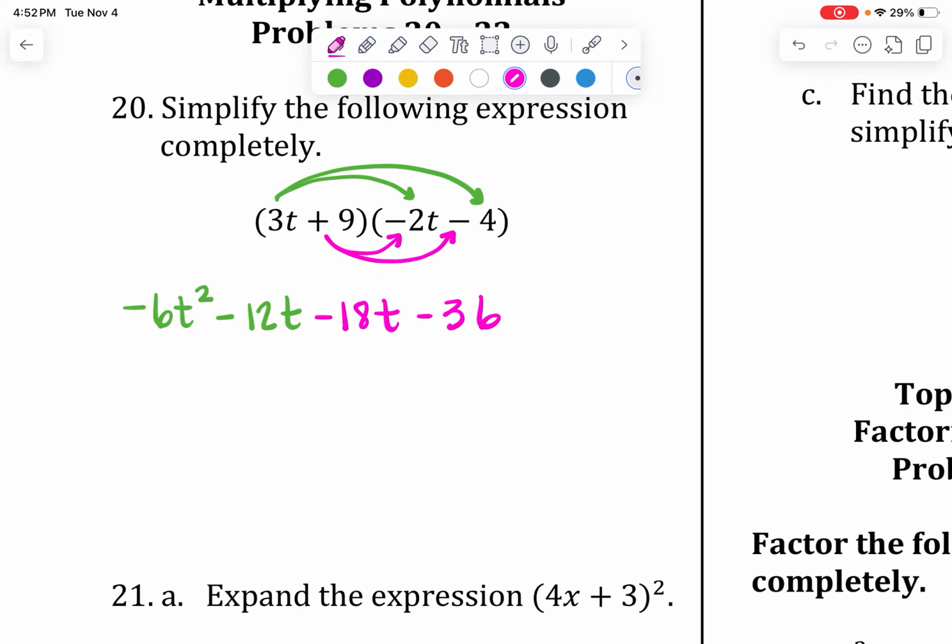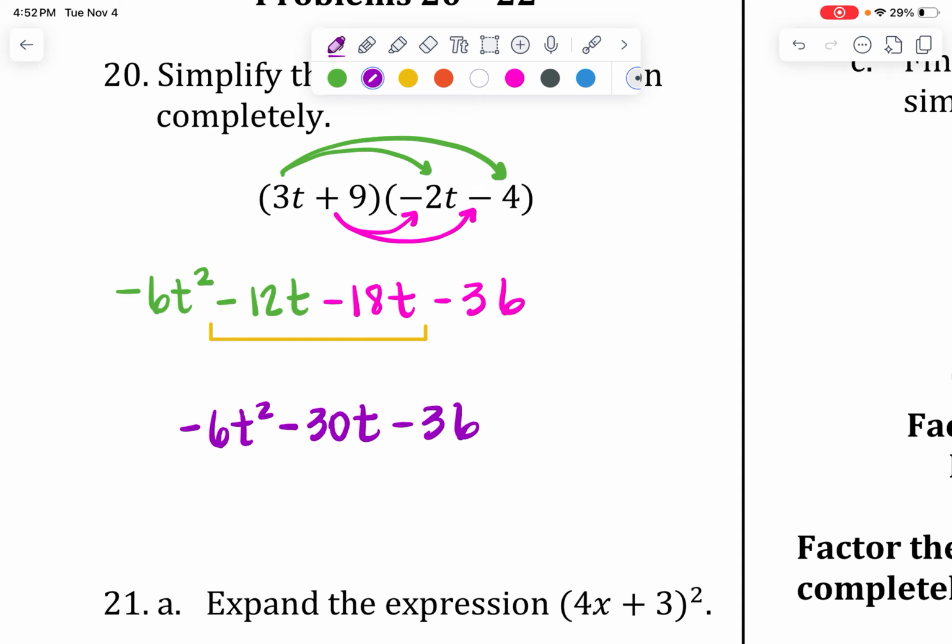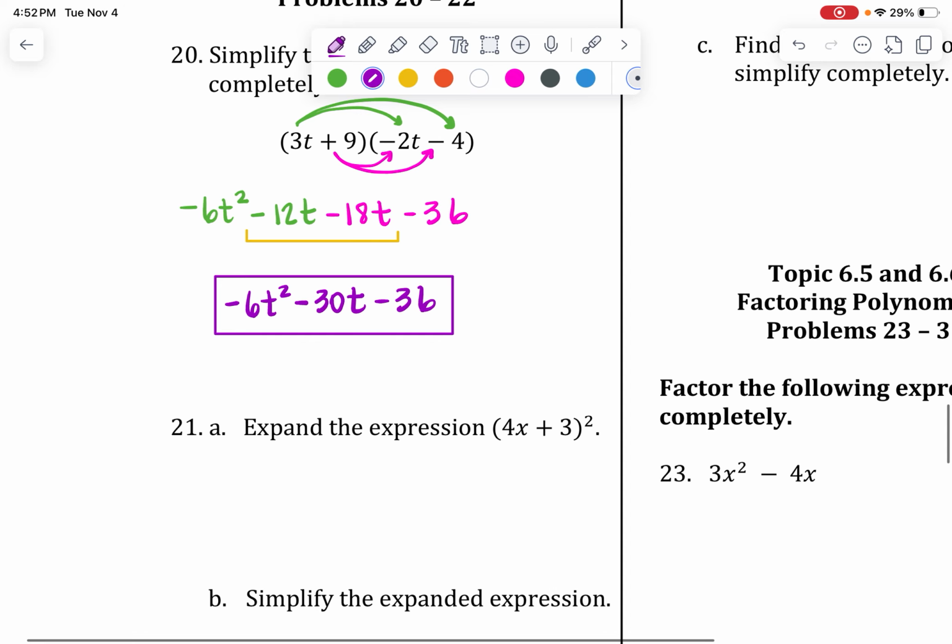So notice we have a 4-term polynomial, which should always happen when you multiply a 2 by 2 or a binomial times a binomial. And of course, you're not done until you've combined any like terms, which usually occur in the middle. Just kind of depends on the problem that you have. So if I combine -12t's with -18t's, that gives me -30t's. And then I'm just going to bring down my 36 and my -t squared. And that is our final answer.